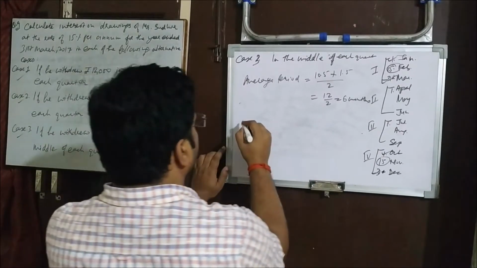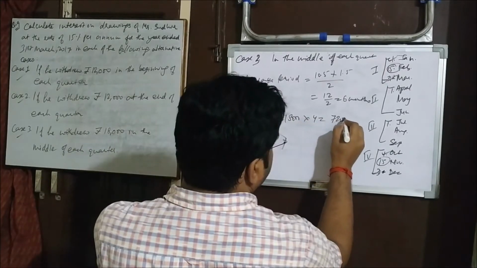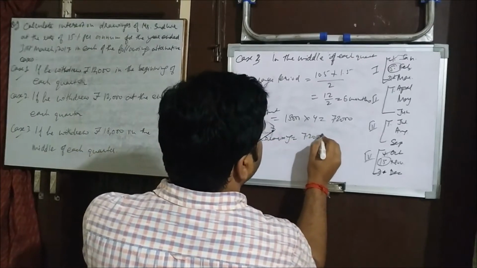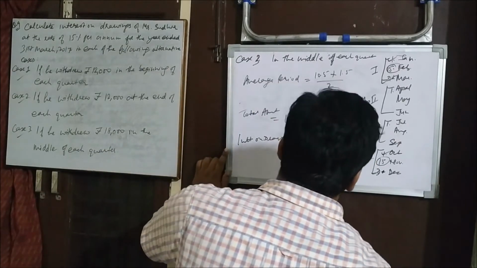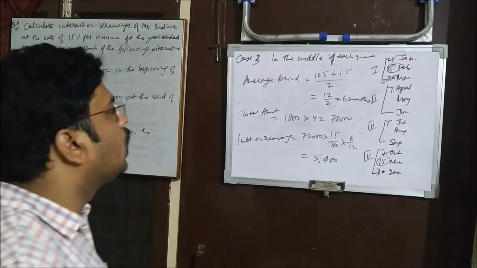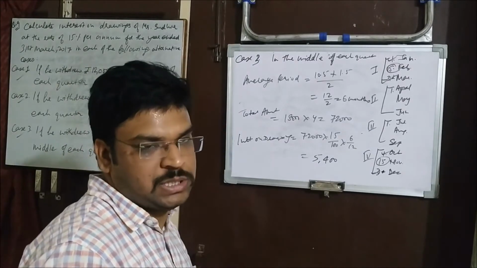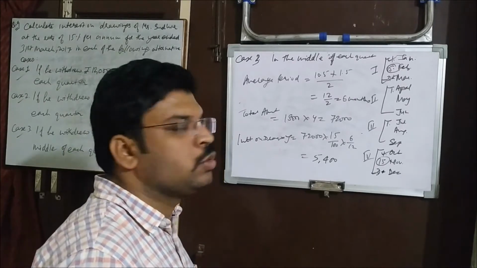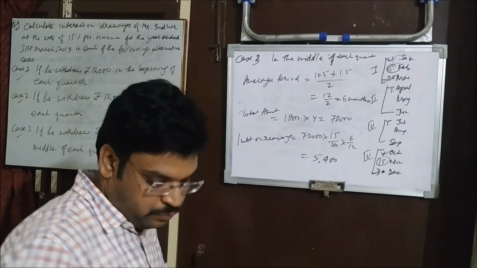The average period is 6 months. Now the total amount: we withdrew 18,000 per quarter, so that means 72,000. Now interest on drawings: 72,000 multiplied by 15 by 100, multiplied by 6 by 12. Now let's calculate that: 5,400. So this is also done. This was about when the partners withdraw the amount on a quarterly basis, either in the beginning of the quarter, at the end of the quarter, or in the middle of the quarter. Now the same case can be there in the case of half years. How? I will just show you.